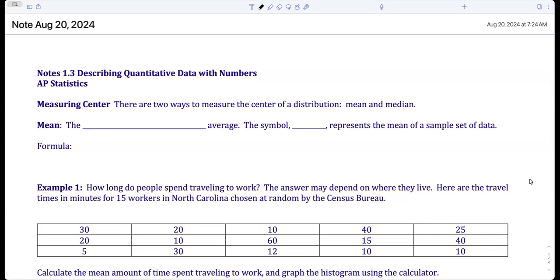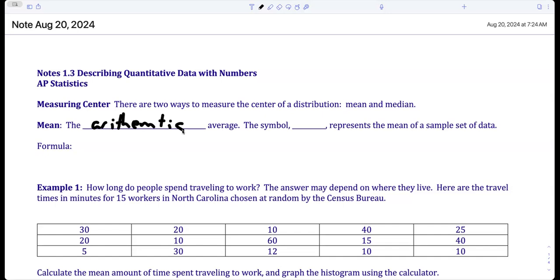So measuring center, there are two ways to measure the center of a distribution, the mean and the median. So we're gonna look at that. So the first is the mean, which is the arithmetic average.